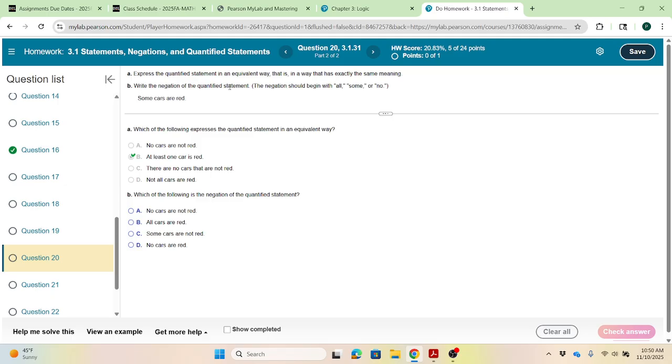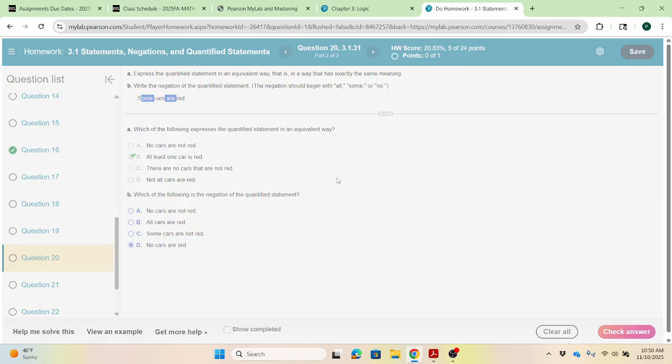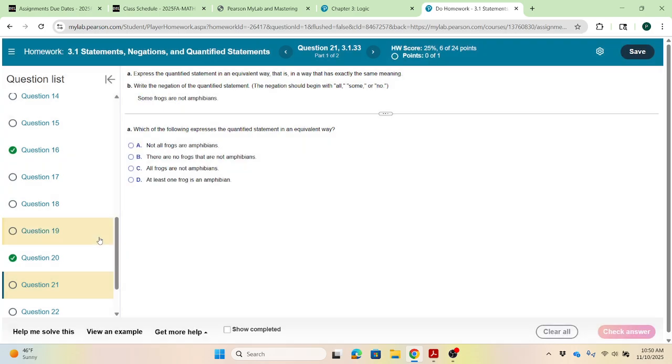Write the negation of the quantified statement. How do you write down the negation of "some cars are red"? The negation of that is no cars are red. The negation of some is no.